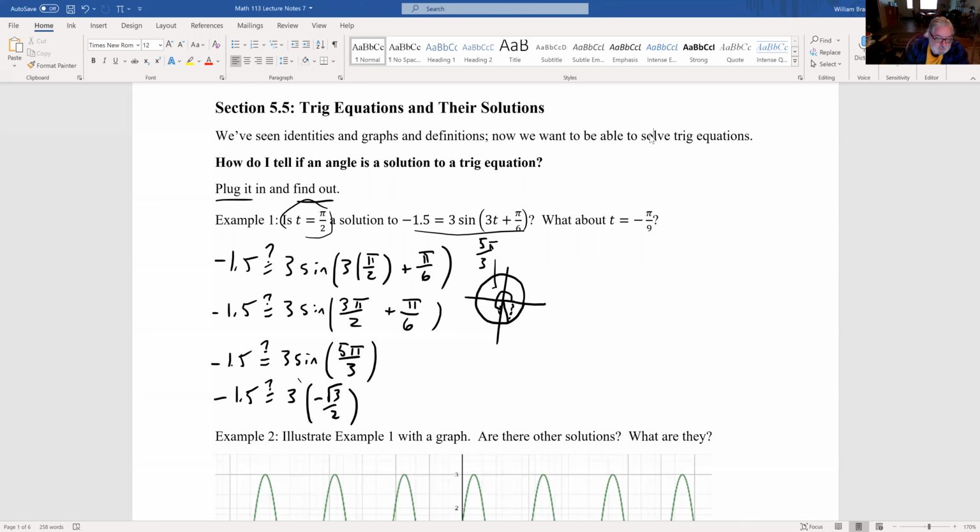And so my right-hand side is actually minus 3 square root of 3 over 2, which is not equal to minus 1.5. So what do we do with our question mark? Put a big X through it. Pi over 2 is not a solution to that.